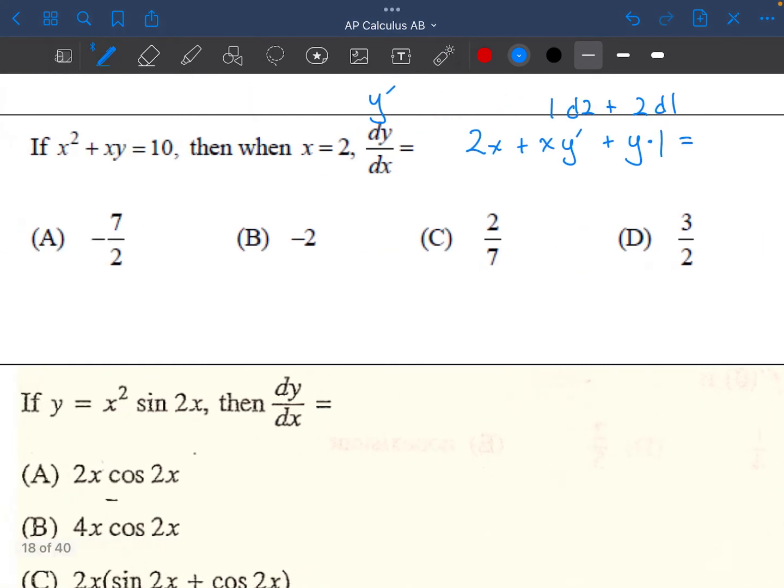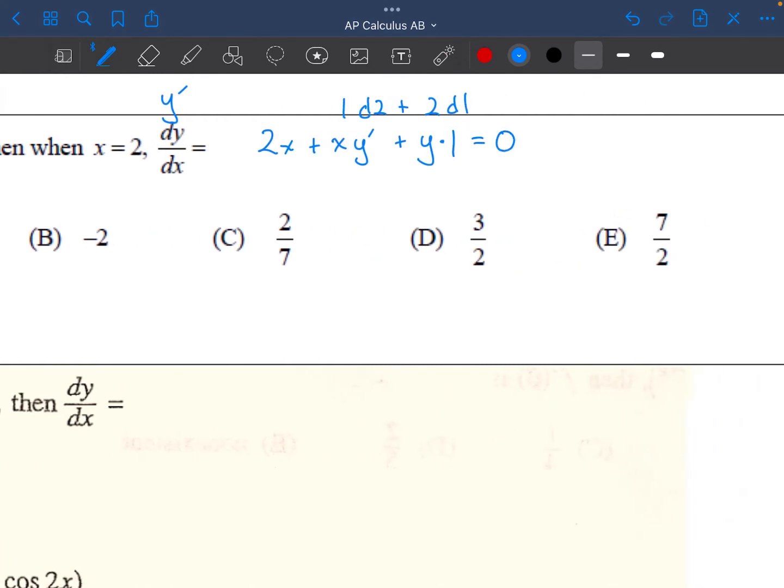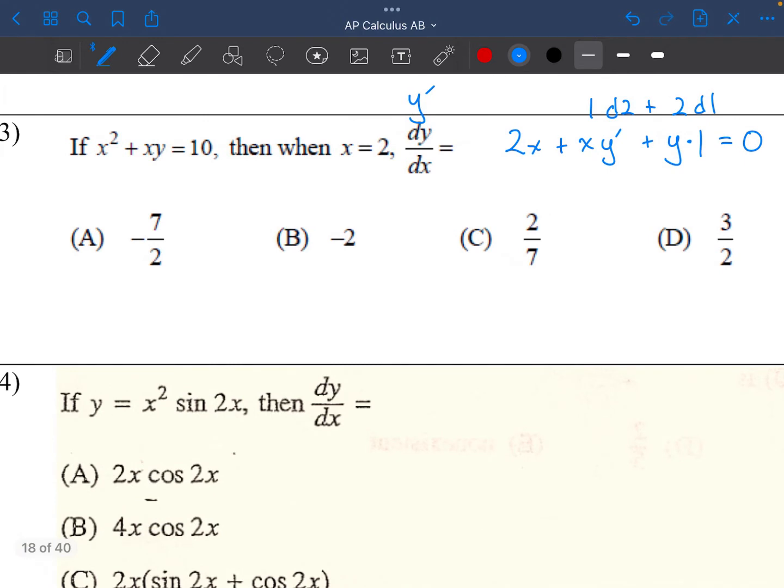On the right-hand side, the derivative of 10 is just a constant, so it goes to 0. All right, now I just need to solve for y prime. And I can immediately plug in x is equal to 2. So that's a problem, though, because I can see that's going to turn into 2. I'm solving for y prime, but this y right here, how do I get rid of that y?